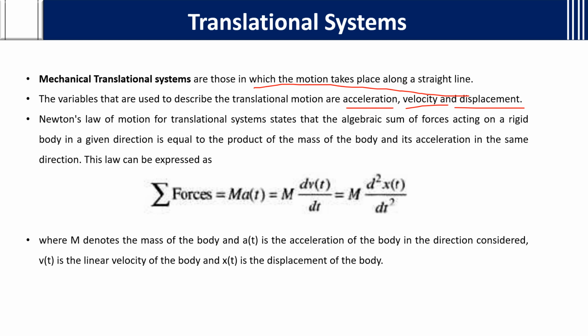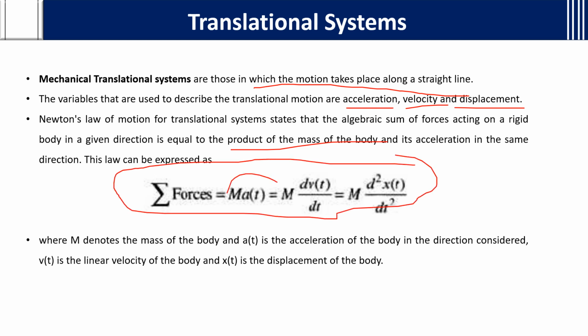Newton's law of motion for translational systems states that the algebraic sum of forces acting on a rigid body in a given direction is equal to the product of the mass of the body and its acceleration in the same direction. This law can be expressed, as you know, Newton's second law of motion, in which force is equal to mass into acceleration.